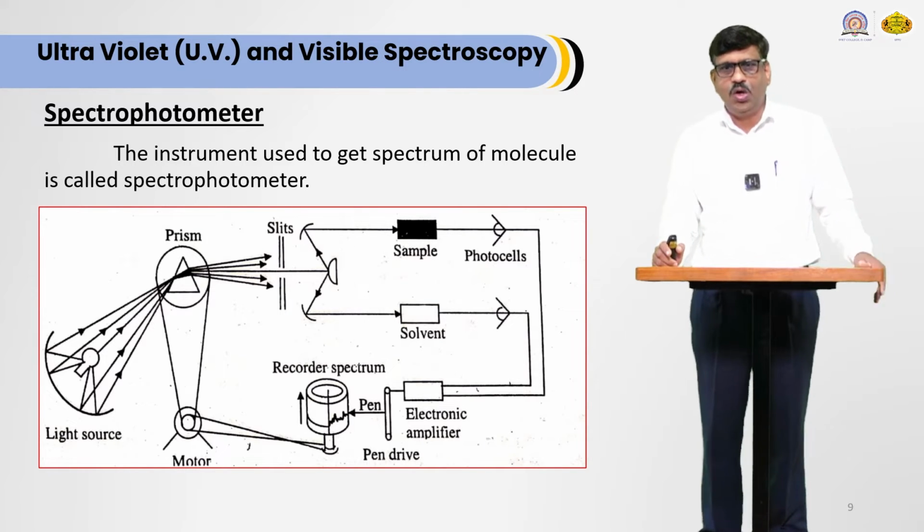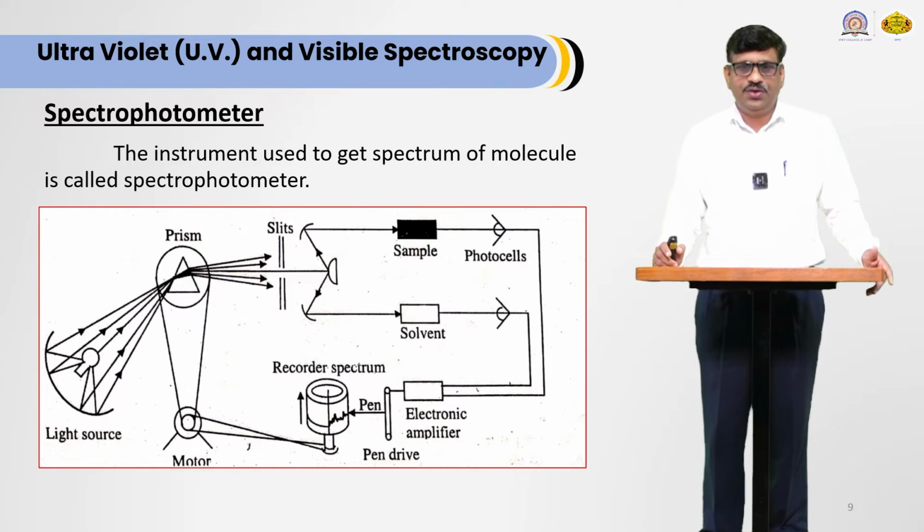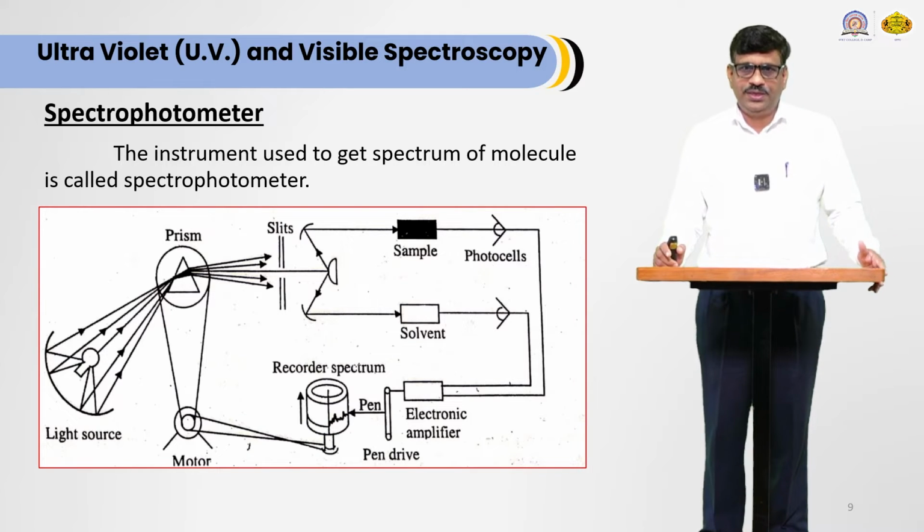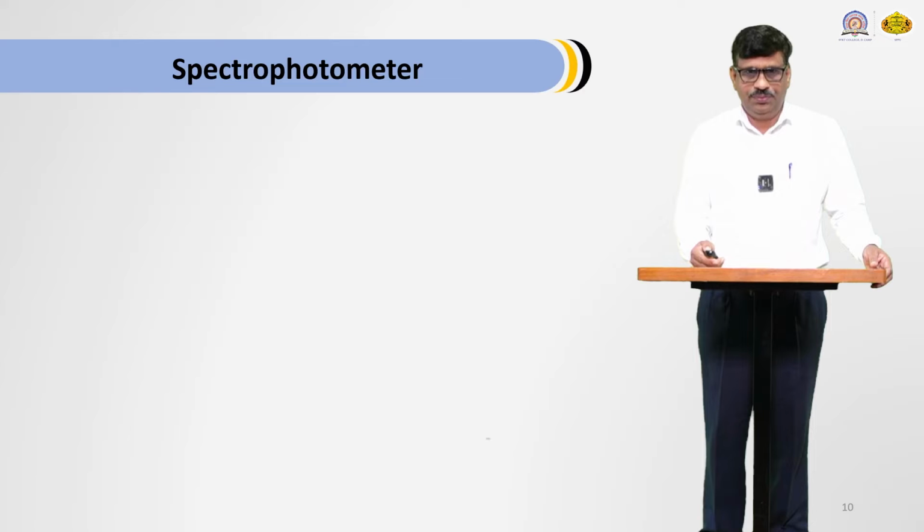It is made up of silica or quartz. There is another cuvette containing solvent only, and one cuvette containing sample. There is detector, photovoltaic cell or photomultiplier tubes can be used as a detector, and finally there is readout device, and we can get the spectrum of that molecule by using this spectrophotometer. Spectrophotometer is the instrument to get the spectrum, that is UV spectrum or visible spectrum of the molecule.